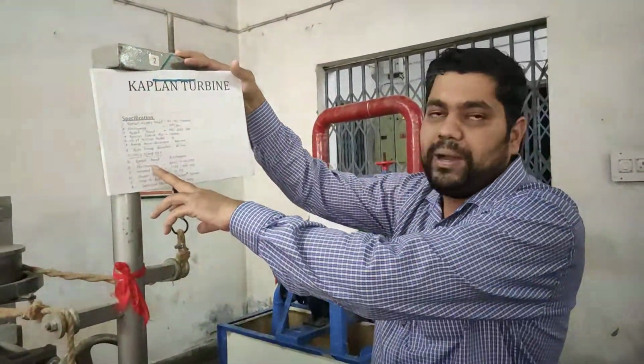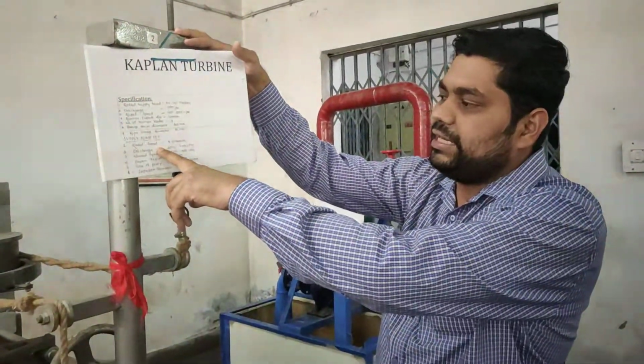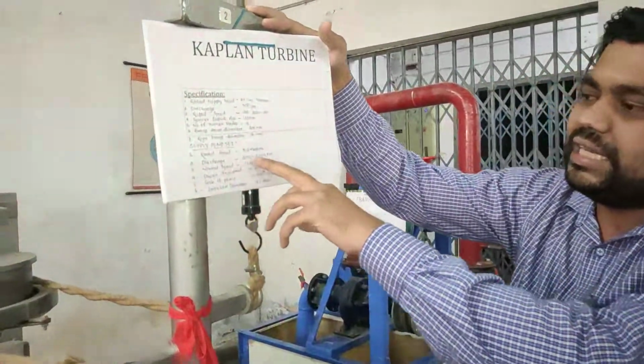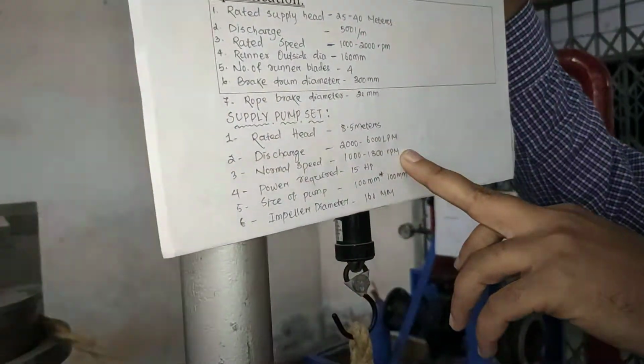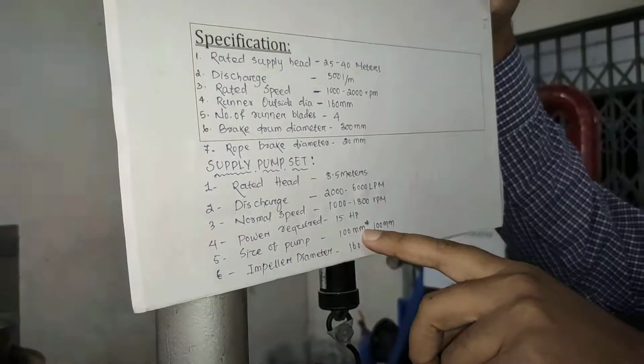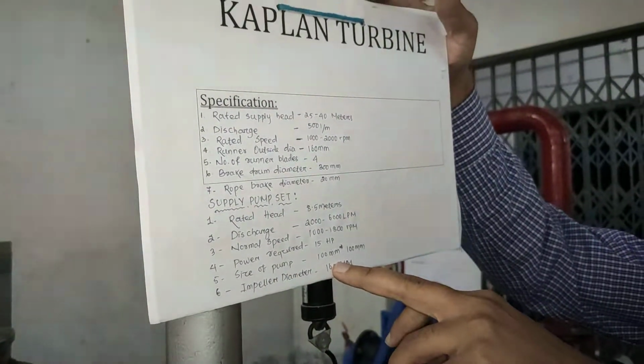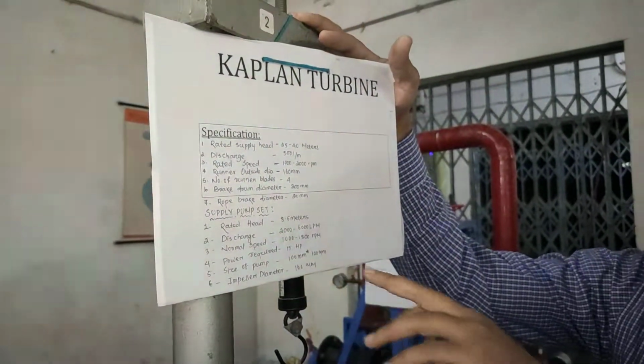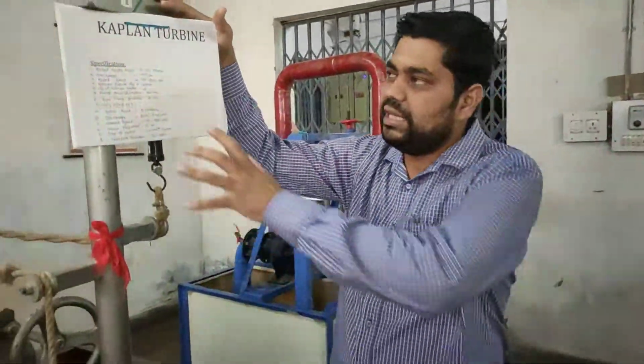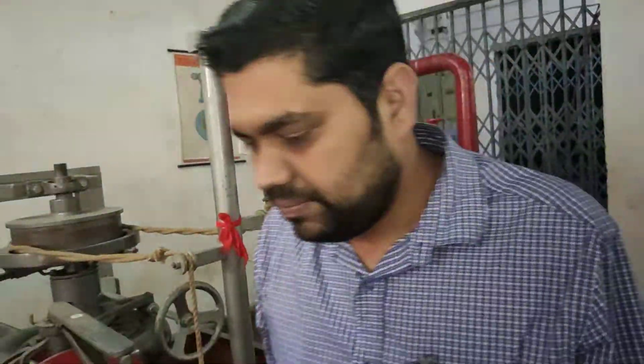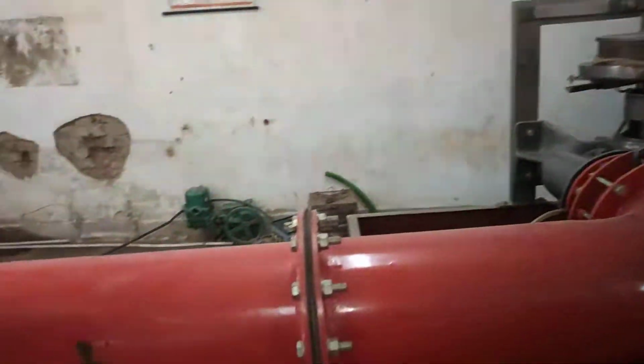Here is the supply pump set, where the rated head is 8.5 meter and the discharge is 2000 to 600 lpm. The power required is 15 horsepower. The size of the pump is 100 mm by 100 mm, and the impeller diameter is 160 mm. So these are the specifications, and now we will discuss the flow process.